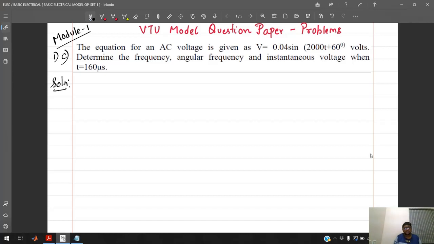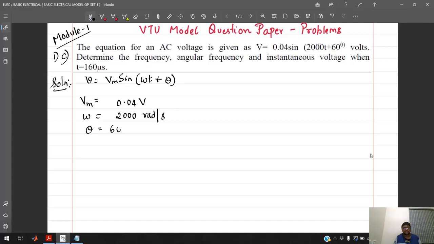Solution. The moment you see the question, you'd better write the given data so that it will be much easier for you to know what formula to apply and how to solve. This equation, V = 0.04 sin(2000t + 60 degrees), is of the form V = Vm sin(omega t + theta). From the given data, Vm is 0.04 volts. Omega is 2000, the unit of omega being radians per second, and theta is 60 degrees.